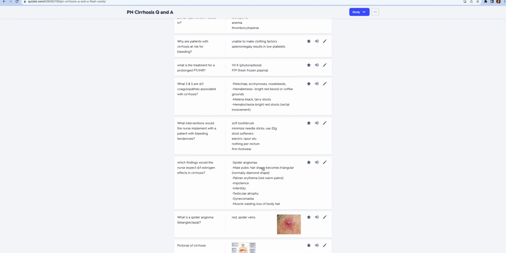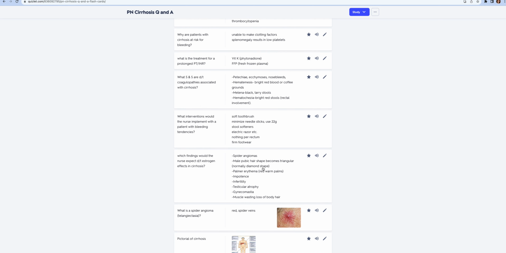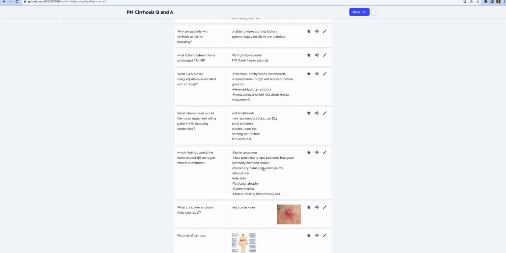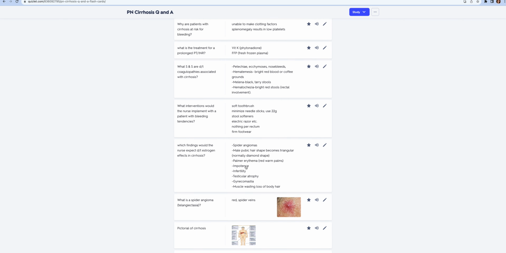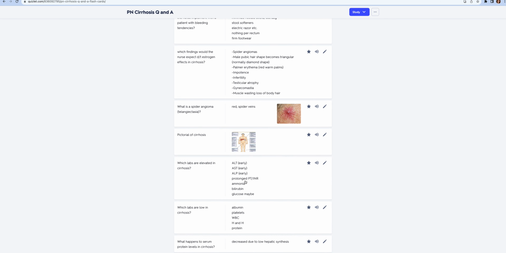The findings you would find due to the estrogen effects: the spider angiomas I talked about, the male pubic hair shape becomes triangular. Normally it's diamond shape, and you can check that later. Palmar erythema is red, warm hands, and then, of course, the sexual problems. Men will have gynecomastia. All right, the labs.